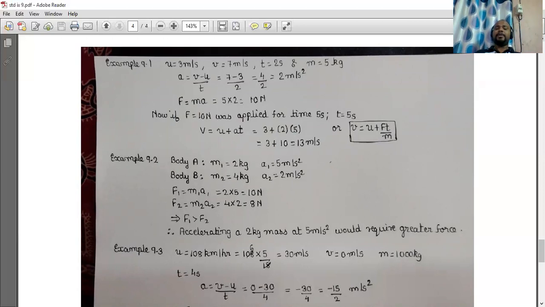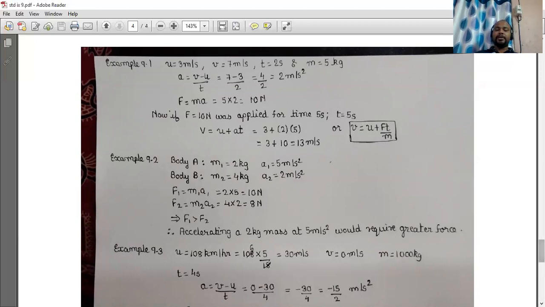The second example, you are given two different bodies of different mass and acceleration. You are asked which body requires more force to get accelerated. Finding out the force applied on both the bodies F1 and F2, we are able to see that the body F1 is requiring more force to get accelerated.